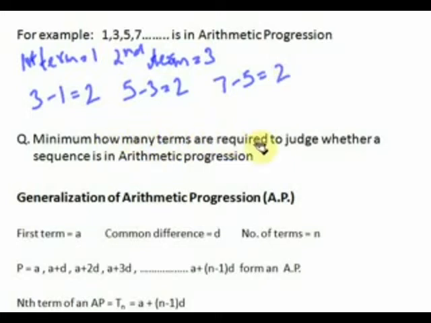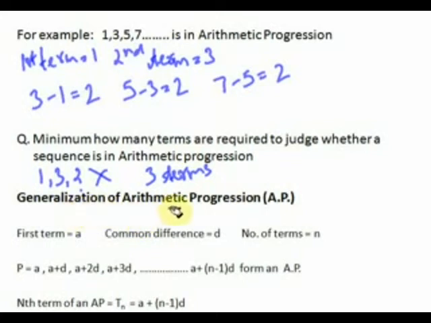Minimum, how many terms are required to judge whether a sequence is an arithmetic progression? Suppose we are given the numbers 1, 3. Can we predict the next number? We can't, because it is not mentioned that it is an arithmetic progression. What will be the common difference? With only two terms we can't predict whether the sequence is an arithmetic progression. We need at least 3 terms to predict whether the sequence is an arithmetic progression.